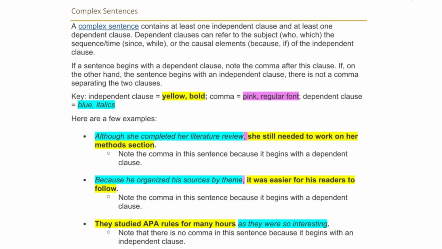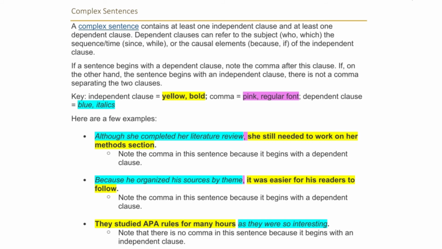If a sentence begins with a dependent clause, note the comma after this clause. If, on the other hand, the sentence begins with an independent clause, there is no comma separating the clauses. For the example, the dependent clause is "Although she completed her literature review," with a comma separating the two clauses, and the independent clause is "she still needed to work on her method section."